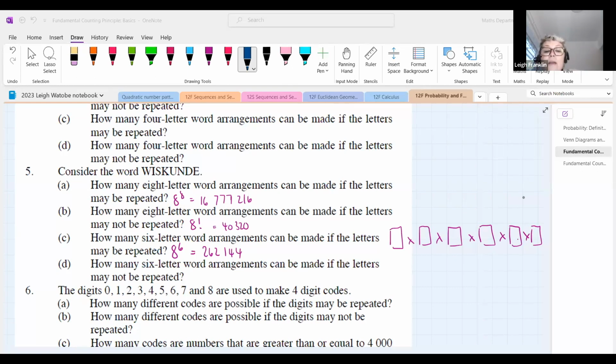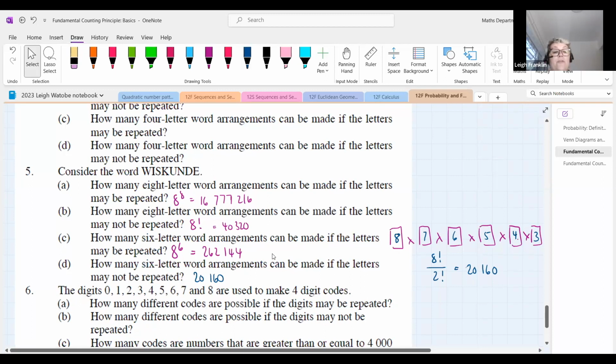Good. Okay, so 8 ways we can fill the first block, 7, 6, 5, 4, and 3 ways we can fill the last one. Or we can say 8 factorial over 2 factorial. That gives us 20,160 ways that we could make a 6-letter word arrangement if the letters could not be repeated.